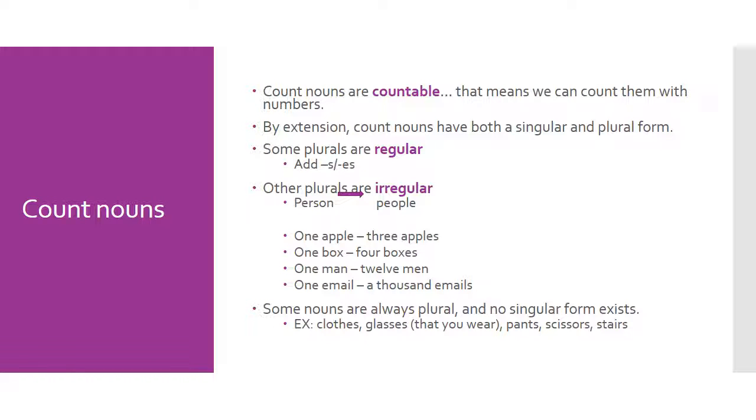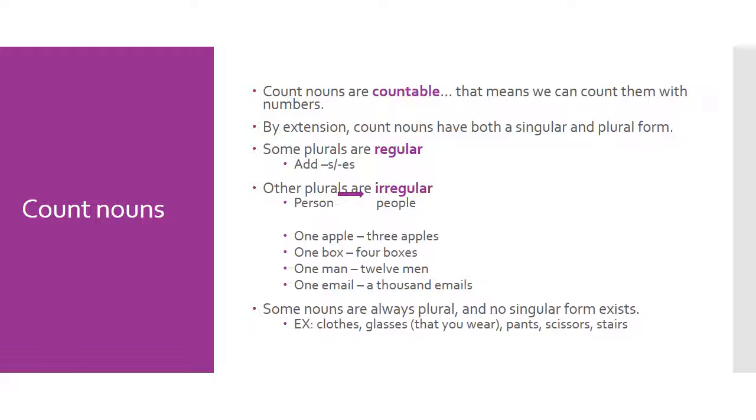So, to talk a little bit more about what count nouns are, as I mentioned, they are countable. In other words, they are able to be counted. They are divisible into individual pieces. This means we can count them with numbers. They have both a singular and a plural form. Some count noun plurals are regular. In other words, we add either s or es to make them plural. Other plurals are irregular, such as person to people.